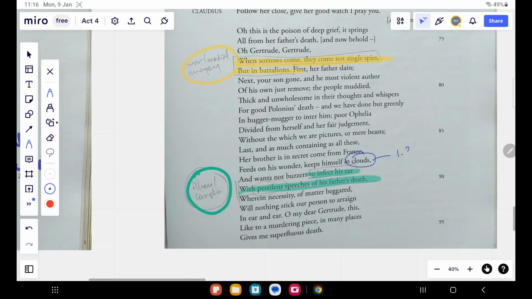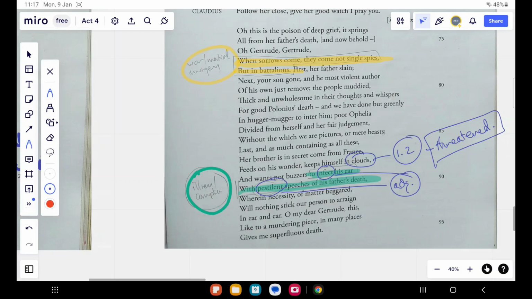Yeah, so that's like, maybe people who are morbid or grieving, especially if there's a question mark over the death, there's always a threat implied in that imagery and that word there. Maybe that clouds his sight in terms of how safe he is. And wants not buzzards to infect his ear with pestilent speeches of his father's death. So there, the verb to infect, pestilent as an adjective, really interesting use of that disease or corruption motif in relation to the threat now posed to him.